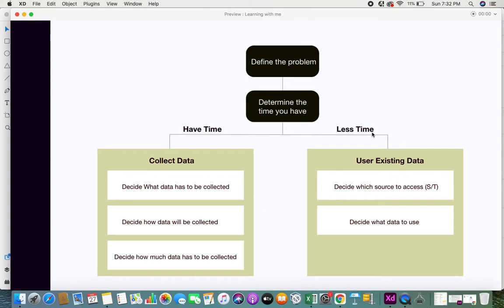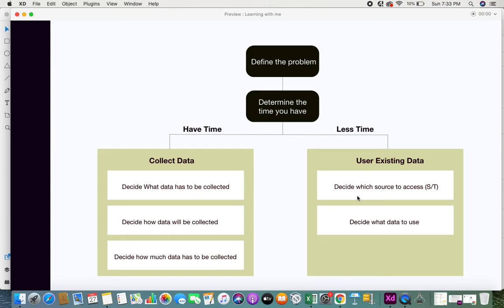Now assume that you have very little time, and you just need to work with data that's already available. You have no time to go in for interviews and questionnaires and contacting people to get data. At that time, you can use existing data. So you decide which type of source you want to access your data from. It can be either secondary data or third party data, and decide what data to use. Once you get your data, you'll have secondary and third party data in your hand. Take a look at that data, analyze what data you want and what data you're going to use, and then you can proceed with your analysis.